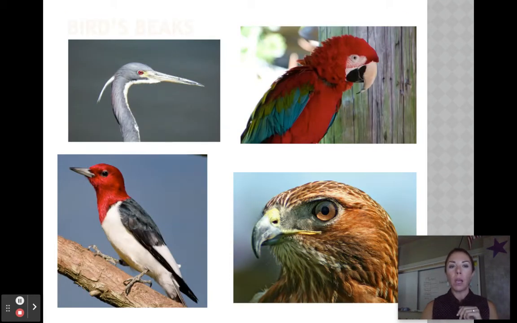One of the examples we'll look at is bird beaks. You can just think about this: why do beaks look different? We'll have an activity in class, but what in an environment would make this beak favorable over this beak? Why would animals have a pointed beak versus a curved beak? What in the environment makes that a favorable trait?